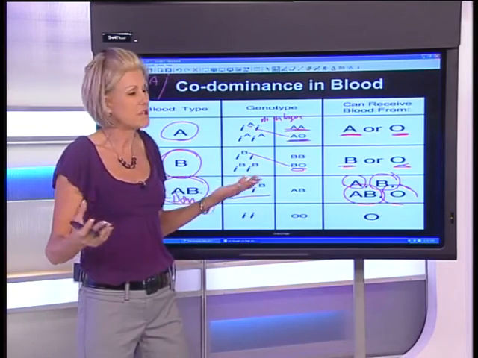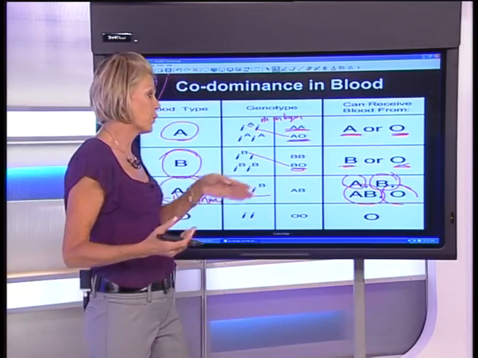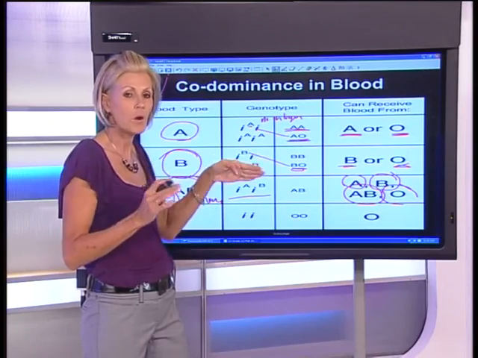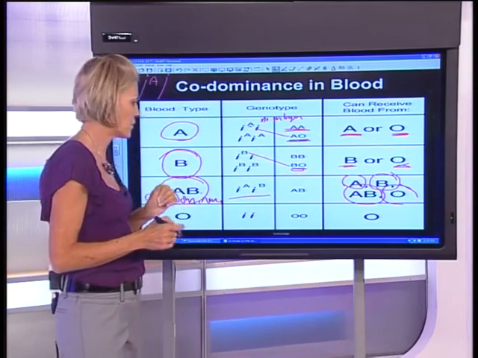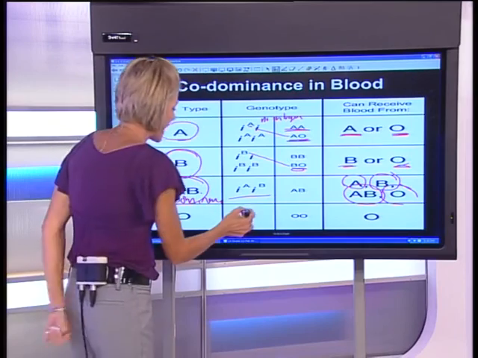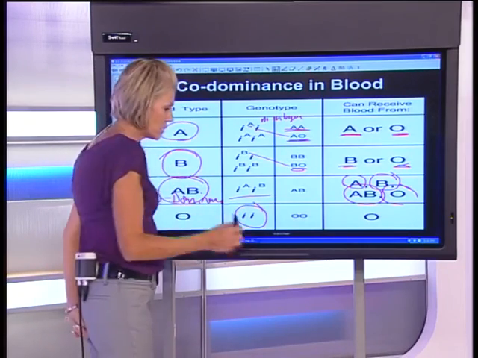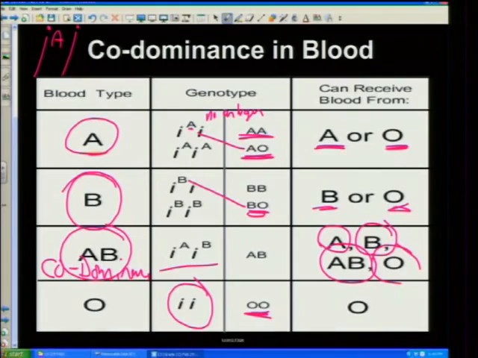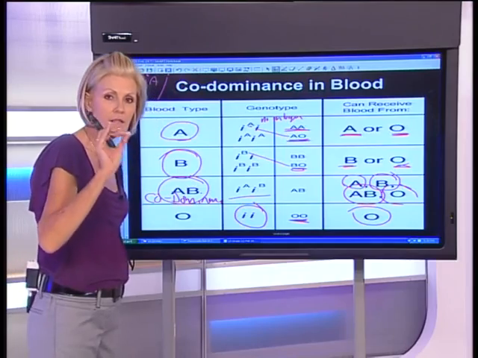So if you are AB, you're very lucky. It's when you are B, you have a problem, or if you are just A, you have a problem. And O, well, O has no antigens at all. You have the two recessive genes together for the trait to come through. Okay, it's as easy as that.